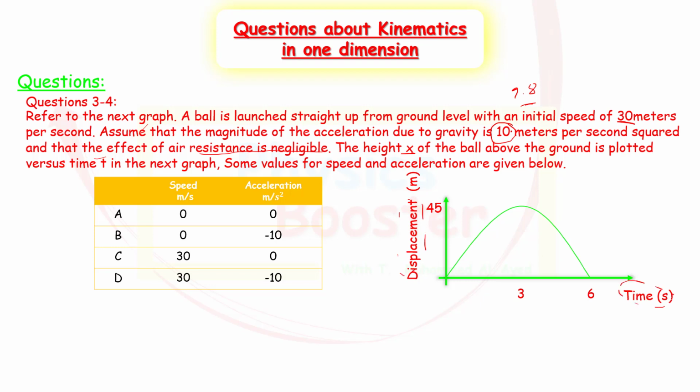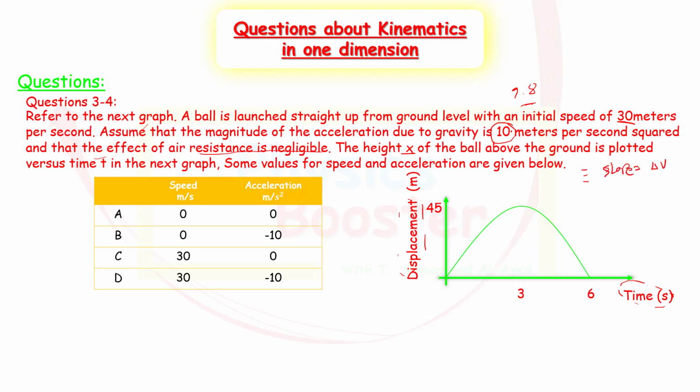Okay, now in a displacement versus time graph, we learned that we have a constant graph, we have a linear graph, we have a curved graph. As we can see, this is a curved graph. What can I find from a displacement versus time graph? I can say that the slope will give me the velocity.